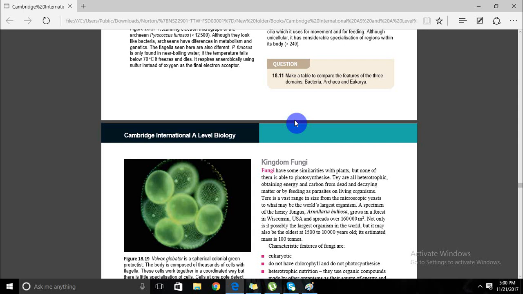And another interesting thing about fungi is that unlike plants, they have a huge range of possible sizes, and the range goes from the microscopic yeast to a particular species of the honey fungus found in a forest, which covers 160,000 square meters. That is a lot of land, and not all of it is exposed on the surface. Much of it is found underground, and this is also perhaps the oldest living organism with its suspected age ranging from 1500 to 10,000 years, and it is said to weigh approximately 10,000 tons.